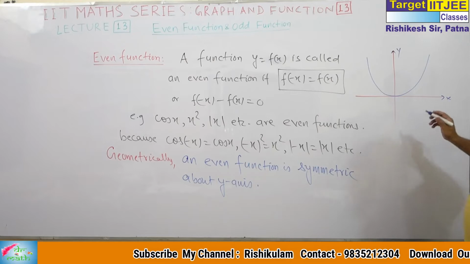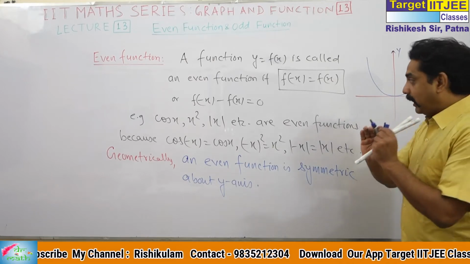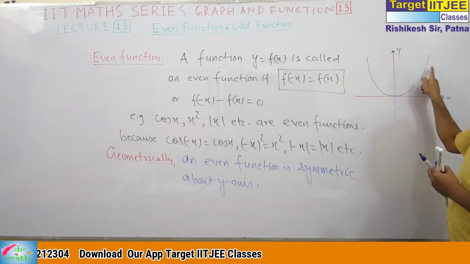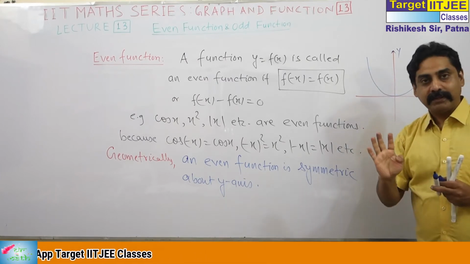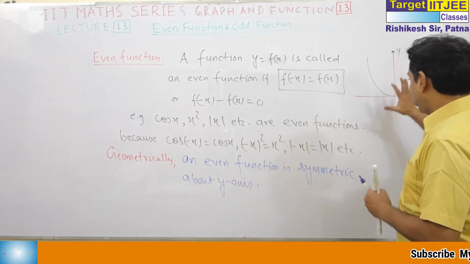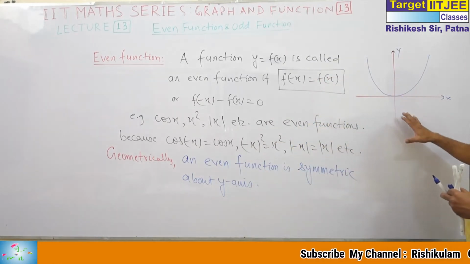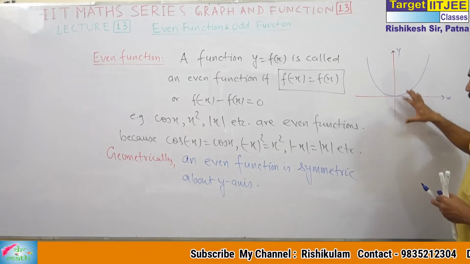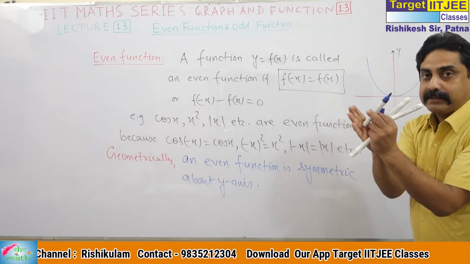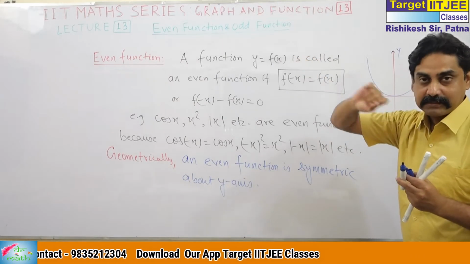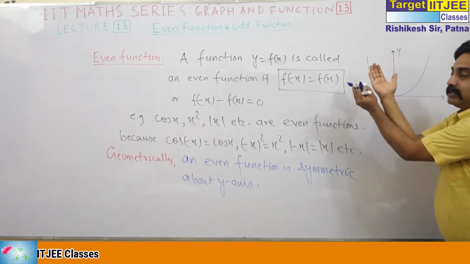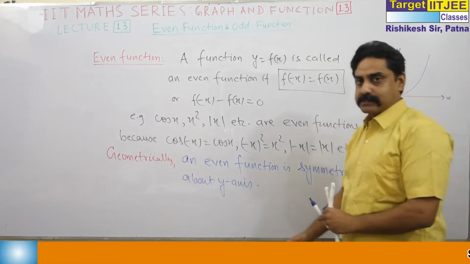Symmetric means if we put a mirror here, this will overlap with this in the mirror. Or symmetry means if we draw this on a paper and fold the paper along the y-axis, making the y-axis a crease on the paper, then both branches meet. This is symmetric about the y-axis.